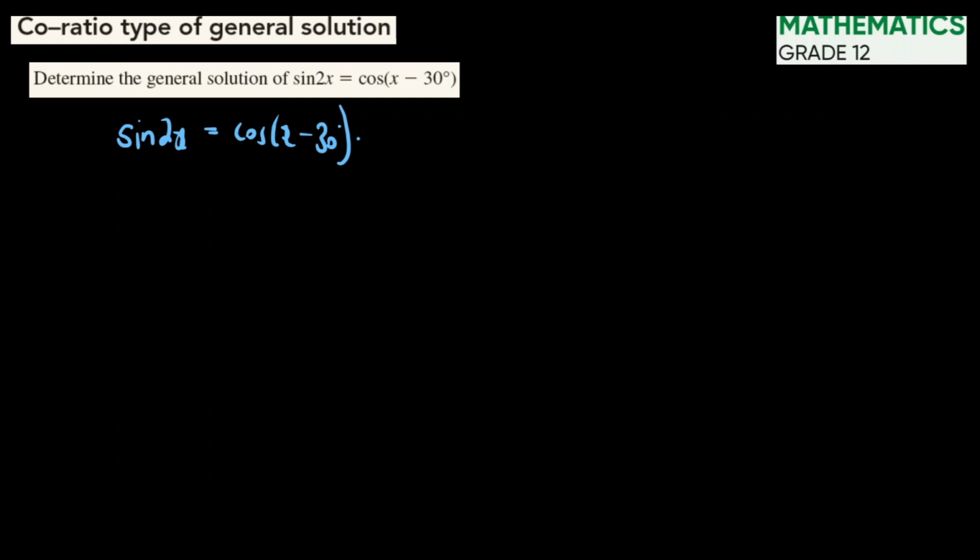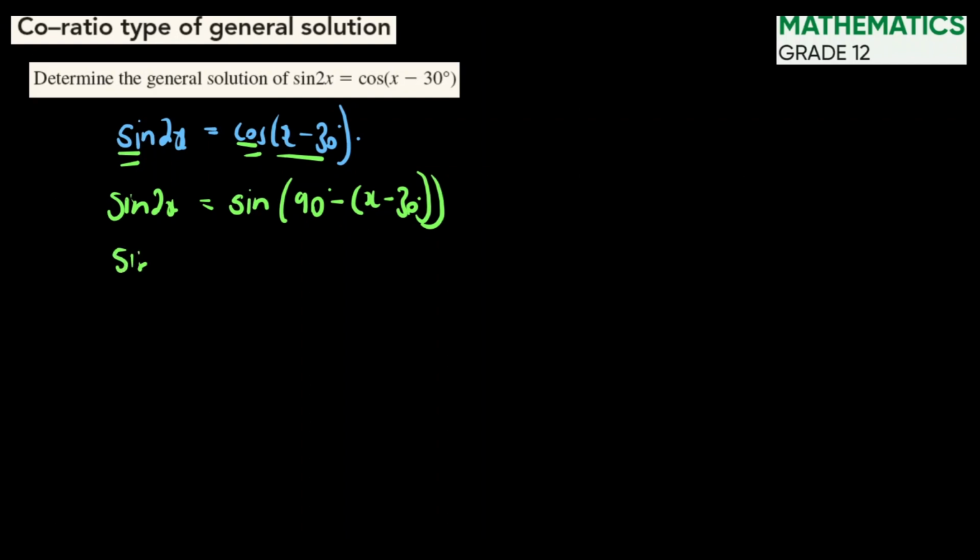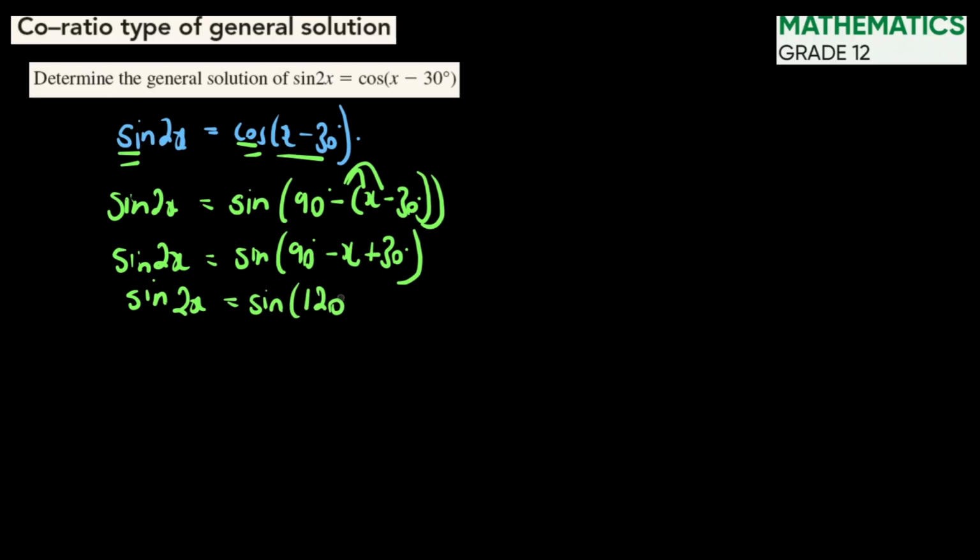So what we're going to go ahead and do, we have two options. Either we change the sine to look like a cos, or we change the cos to look like sine. So let's for once take the difficult road, where we're going to change the cos to look like the sine. So it will be sine of 90 minus that whole angle, x minus 30. And notice that we have sine and sine, but let's further simplify that in brackets. It will be 90 minus x, because we're multiplying it by negative, plus 30 degrees, which in essence is sine 2x equals the sine of 90 plus 30, which is 120 degrees minus x.